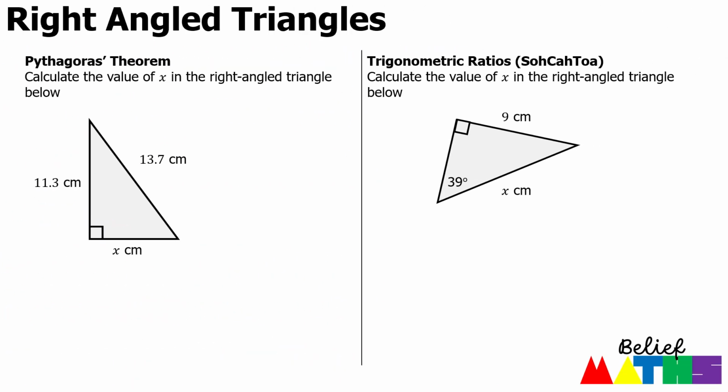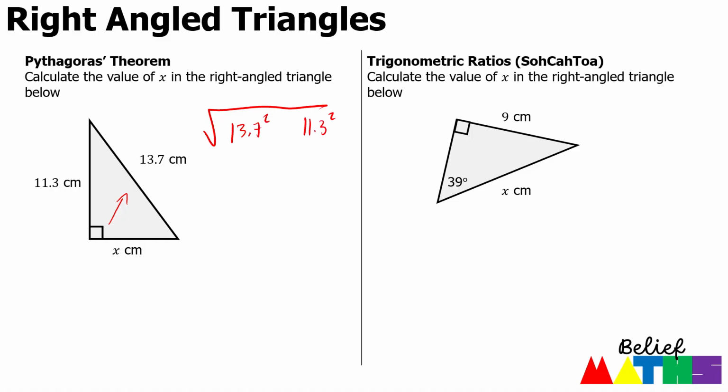Next we're going to look at some trigonometry. So in this case we've got right angle triangles, and the two things we can use are Pythagoras theorem or the trigonometric ratios. Pythagoras theorem is used when we have two sides of a triangle and we need to find the third side. And remember, the hypotenuse, which is across from the right angle, should always be the longest side.